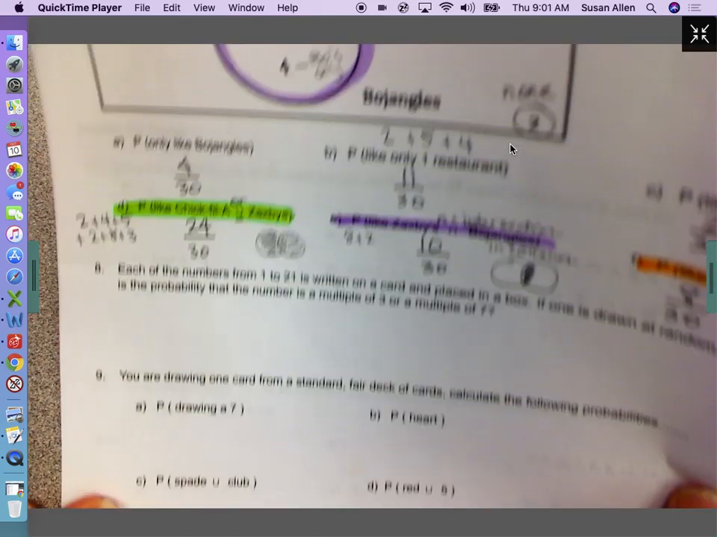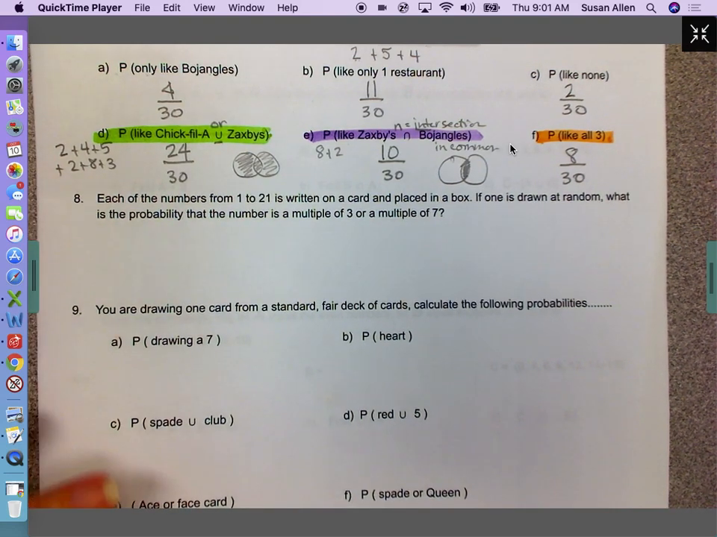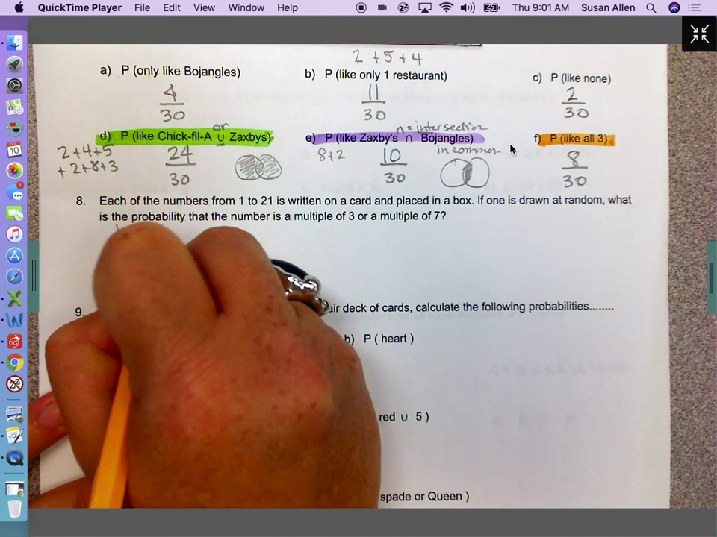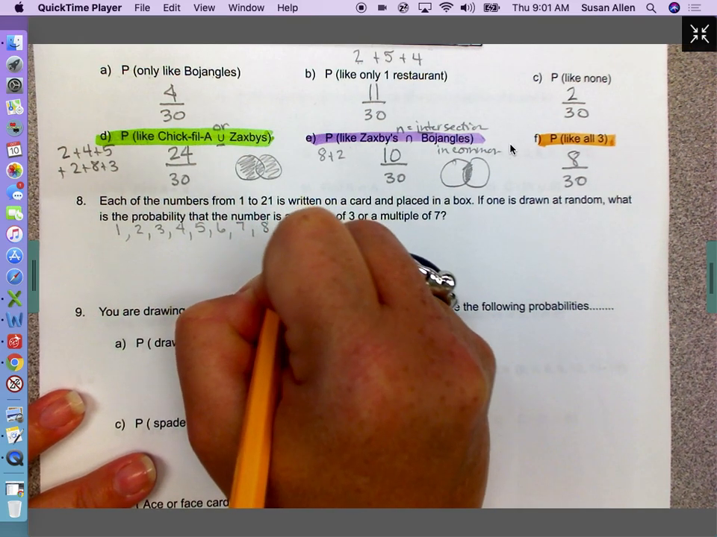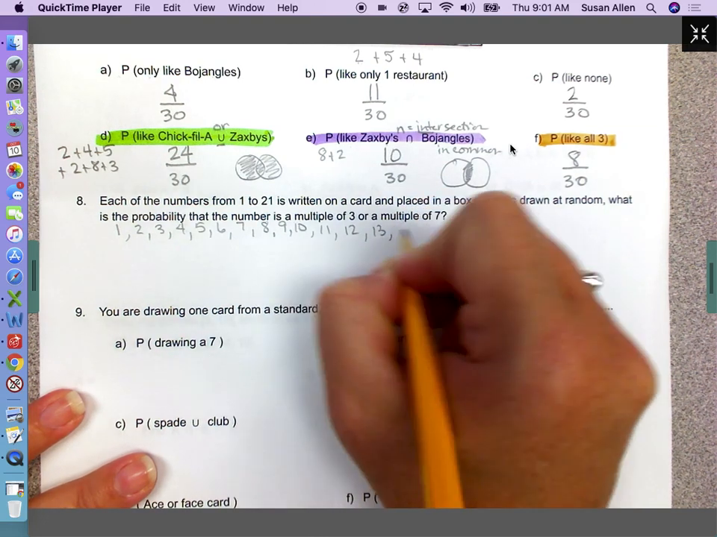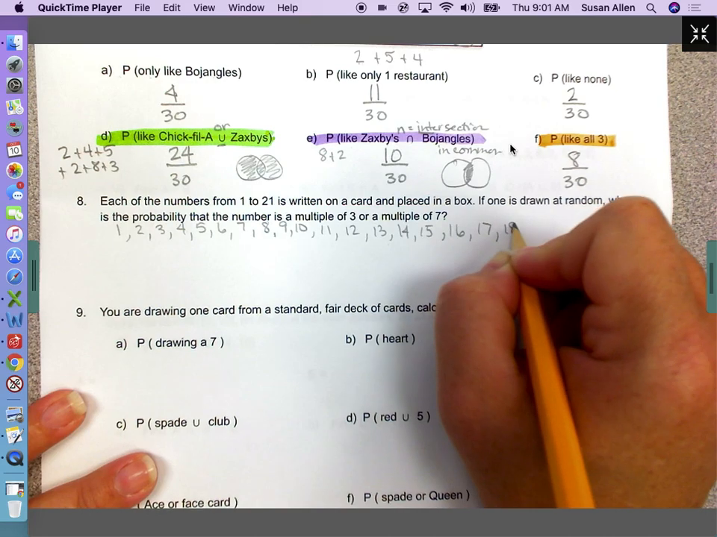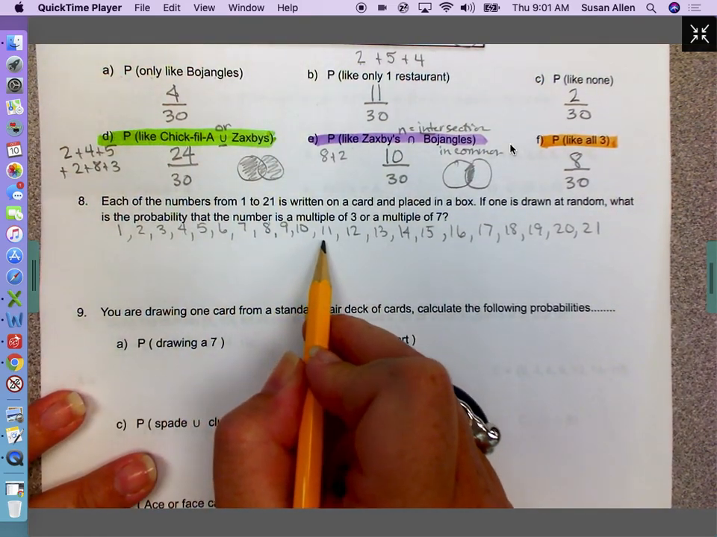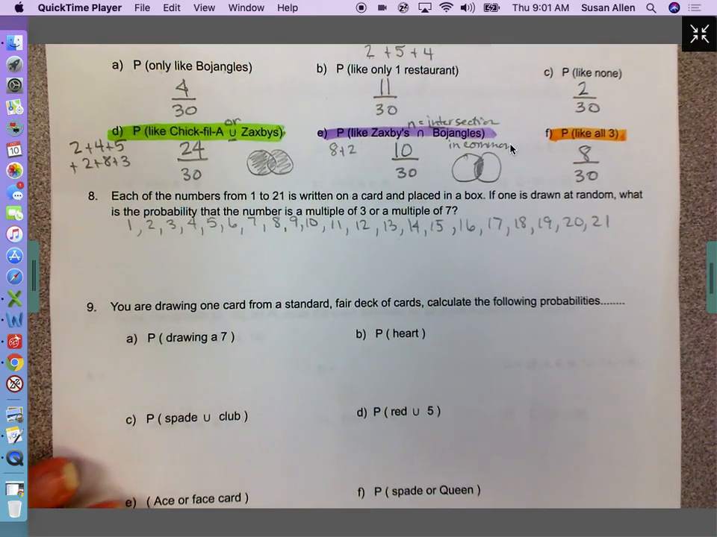So next, moving on from Venn diagrams, it says each of the numbers from 1 to 21 is written on a card and placed in a box. So I'm going to write out all the numbers from 1 to 21. And you should do the same. Everyone should do the same. 1, 2, 3, 4, 5, 6, 7, 8, 9, 10, 11, 12, 13, 14, 15, 16, 17, 18, 19, 20, 21. I didn't leave any of them out.